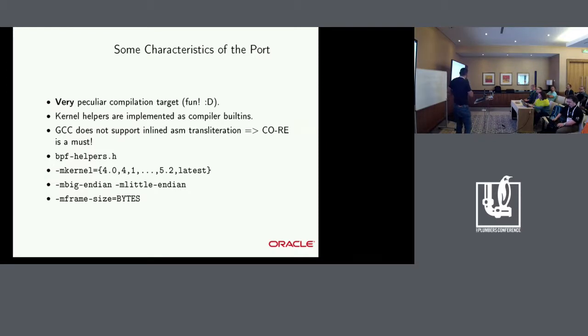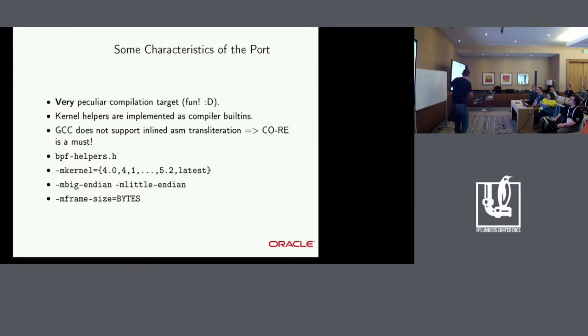Some of the characteristics are that, first, kernel helpers, I decided to implement them as compiler built-ins. This is slightly different to what LLVM does. LLVM provides you with a header file, bpf_helpers.h, and relies on some specific behavior of LLVM when you build with -O2, in a way that at the end you get the instruction that you need to call a kernel helper. I think that is very fragile, so I preferred to add explicit compiler built-ins that will always generate the right instruction for you, no matter what optimization level you use. This is much more robust, in my opinion. Of course, it comes at the cost that you have to maintain an explicit list of helpers.